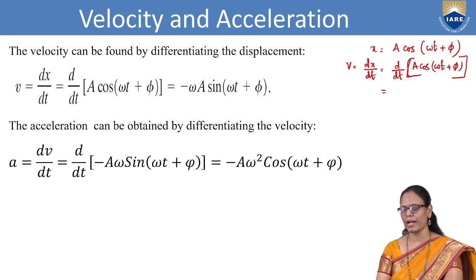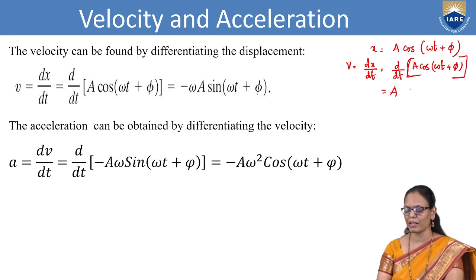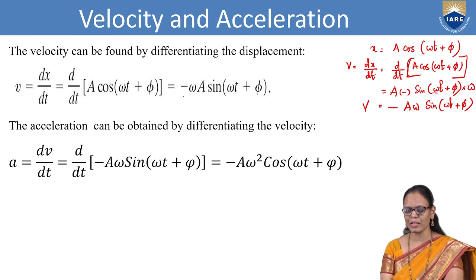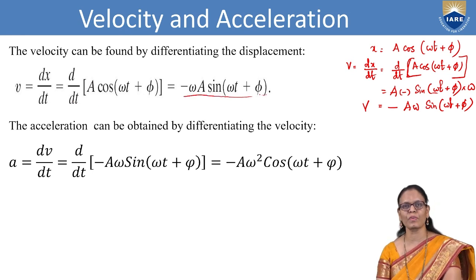So taking the derivative, a is the amplitude, which is a constant, so I'll keep it outside. d by dt of cos omega t will be minus sin omega t plus phi into omega. So we'll rearrange the terms and write, I'll put minus here, a omega sin omega t plus phi. So the velocity is given by minus a omega sin omega t plus phi.